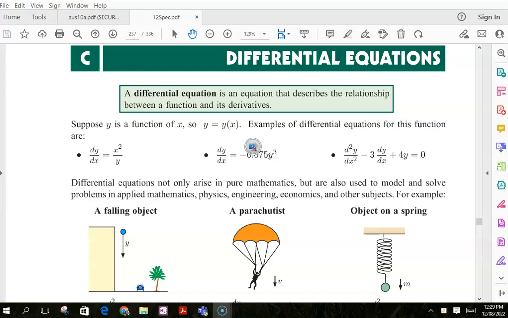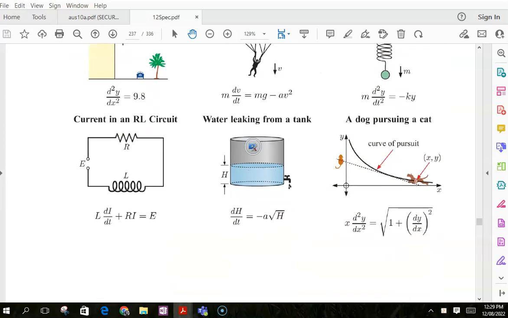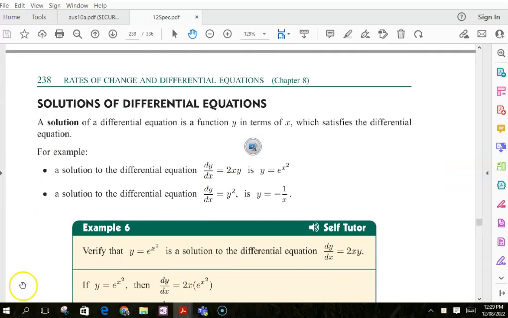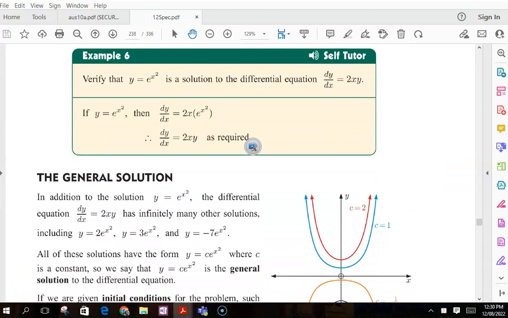So it's just a relationship between a function and its derivative. You can have a read of all of that, but very cute. Actually, it said it again.